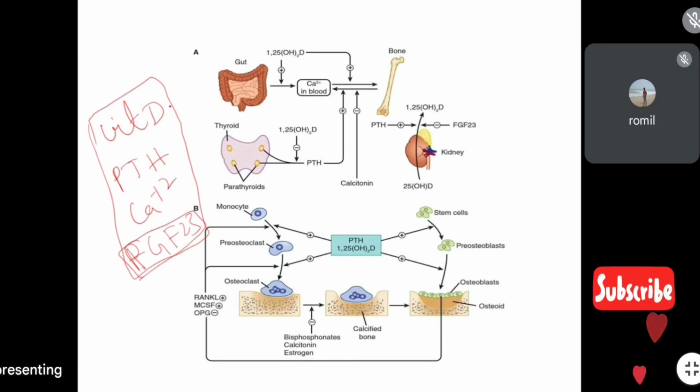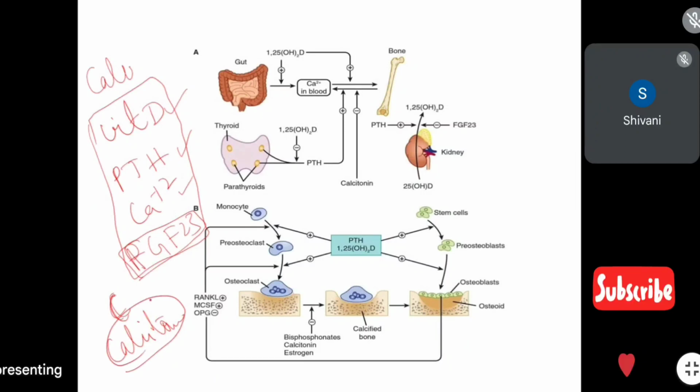In maintaining calcium homeostasis, we have vitamin D, PTH, calcium, and calcitriol. Again, calcitriol is vitamin D. We have the hormone which is released from the parathyroid gland, calcitonin. So these are different hormones: calcitonin, fibroblast growth factor 23, calcium, PTH. PTH is parathyroid hormone, and vitamin D. So these are the important hormones and vitamins which will maintain calcium in the body.